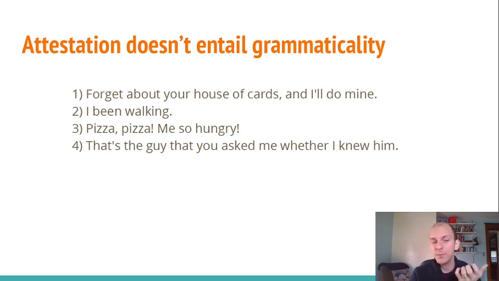For instance, take a look at these 4 sentences on your screen right now. Each of these is an attested sentence of English. Forget about your house of cards and I'll do mine. I've been walking. Pizza, pizza, me so hungry. And that's the guy that you asked me whether I knew him. All of these are attested sentences of English, and yet, for standard American English, each of these is judged by native speakers of that standard, or something close to it, to be ungrammatical, despite the fact that they're attested. Right? We say things that we also think are ungrammatical.